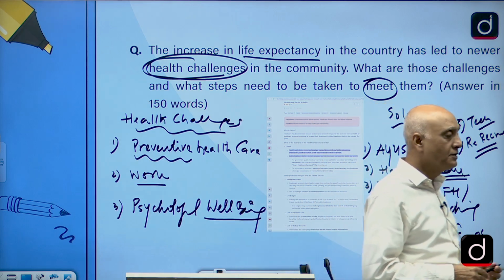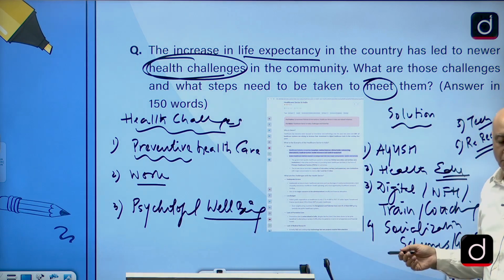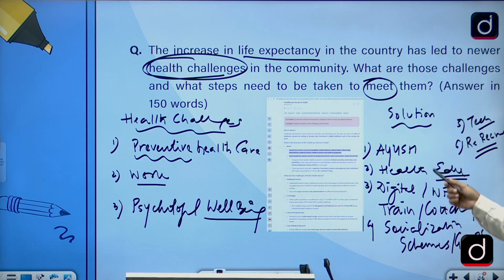It's a wonderful question addressing a very big problem of Indian society, which is old age. So two parts of the question were there and we have discussed both the parts.